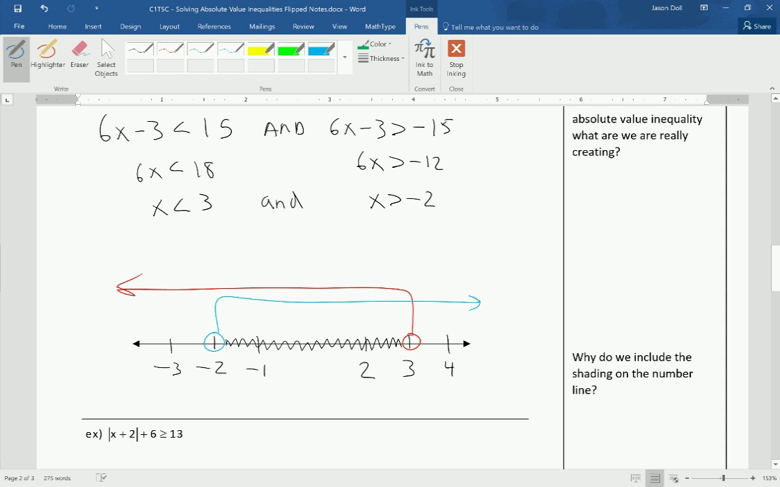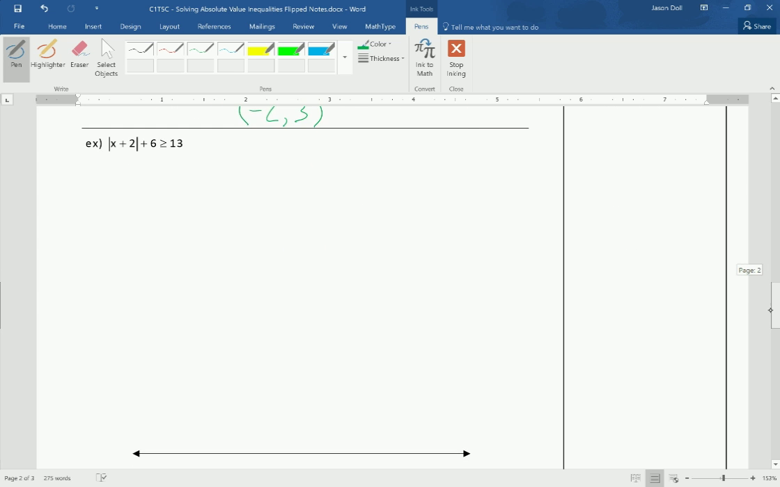But because of the open circles, we're not including either of them. So I'm going to go parenthesis, negative 2, comma, 3, close parenthesis. And that's my solution in interval notation there. All right, I'm going from negative 2 to positive 3, and I'm not including either the negative 2 or the 3. All right, let's look at another example here.